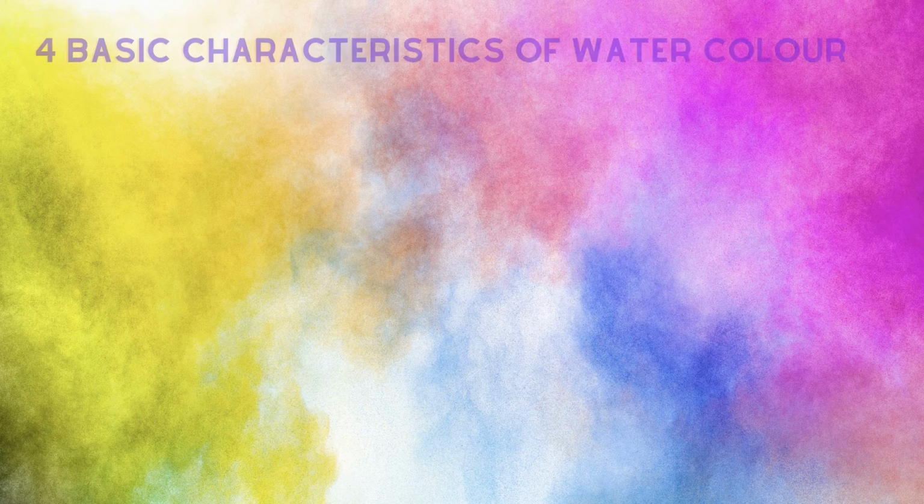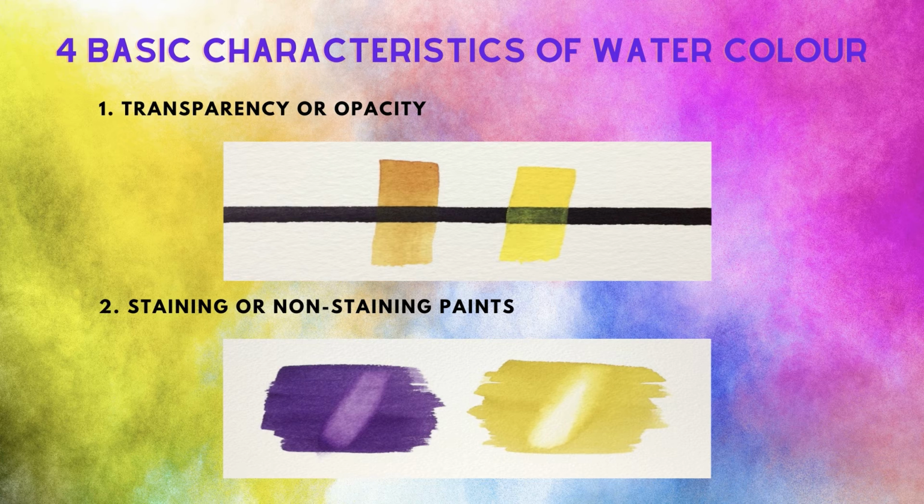Now let's have a look at the basic four characteristics of the watercolor medium. The first and foremost property of the watercolor medium is transparency. As we know, watercolor is a transparent medium, but the colors can be transparent, semi-transparent or opaque. That all depends on the pigments they have inside. So depending on the pigments, we can categorize the watercolors into these three categories: transparent, semi-transparent or opaque.